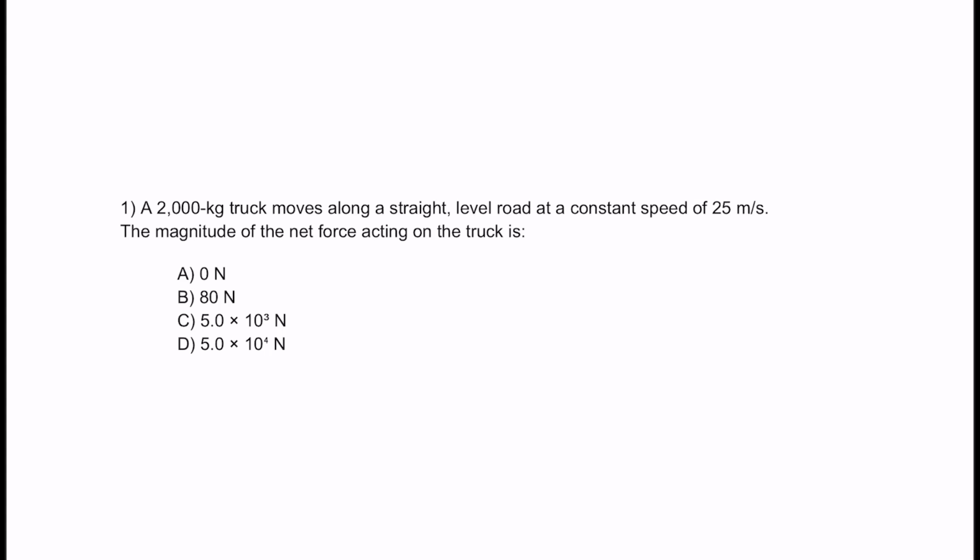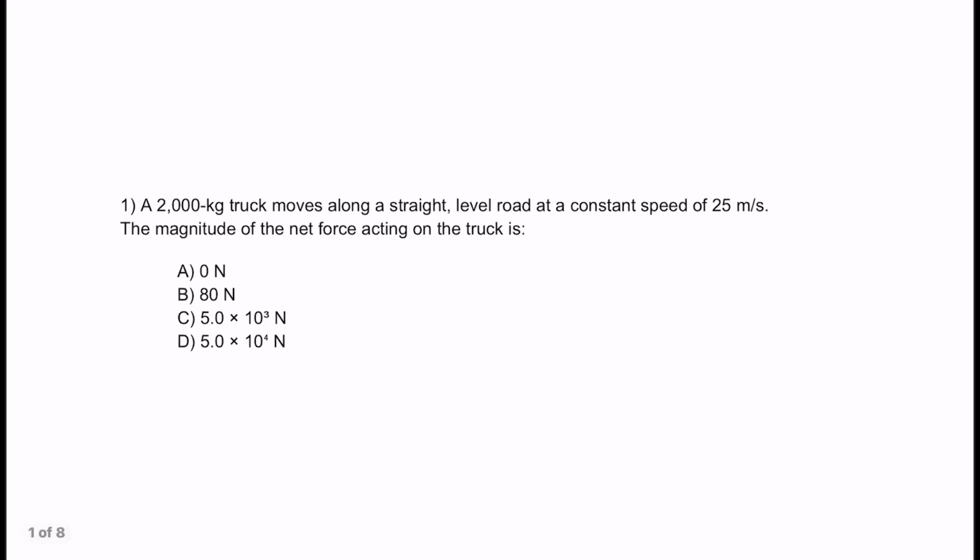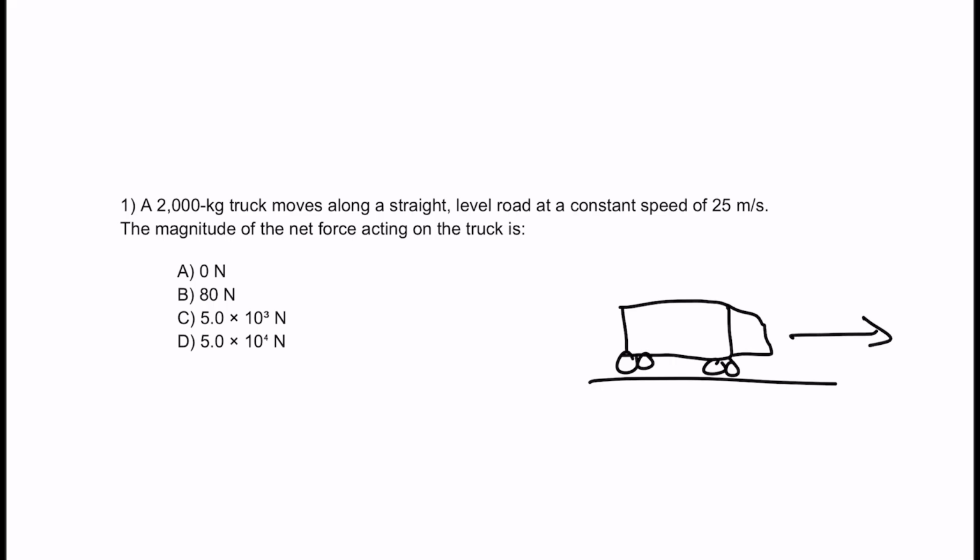A 2,000 kilogram truck moves along a straight level road at a constant speed of 25 meters per second. The magnitude of the net force acting on the truck is, this is a simple problem. The truck is moving along a level road at a constant speed of 25 meters per second. Now, when we see constant speed, that means acceleration equals 0 because the velocity isn't changing.